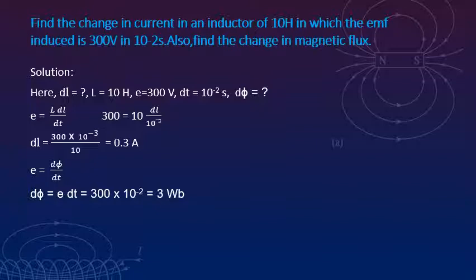The next one is find a change in magnetic flux. We have the equation induced EMF is equal to d phi by dt. Therefore, d phi is equal to E into dt. That will be equal to E is replaced by 300 into dt is replaced by 10 raised to minus 2. So calculating, we get d phi is equal to 3 Weber.